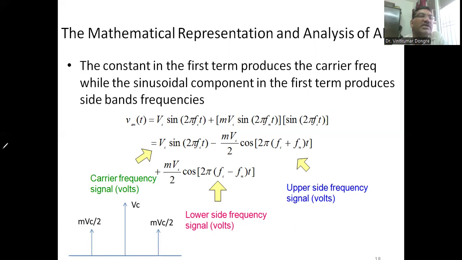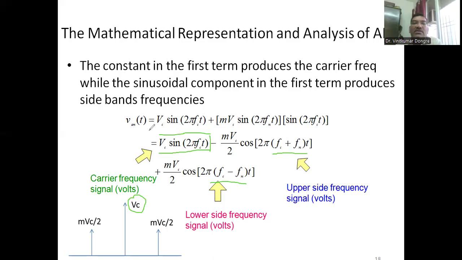So the very first is the carrier component. In the carrier component, you can see this part here, this is your carrier component. The other part is this FC plus FM, that is the second part. And the third part is this. This VC is the center carrier. Then this FC plus FM is the upper sideband, and this is the lower sideband. So these three components are there.